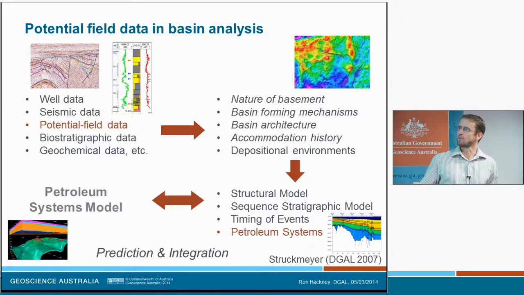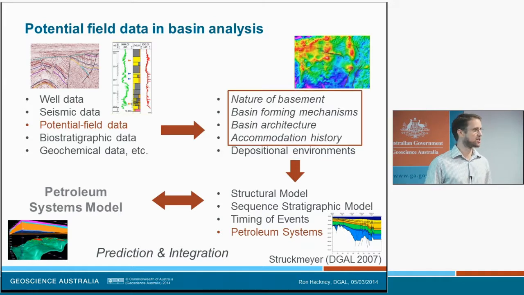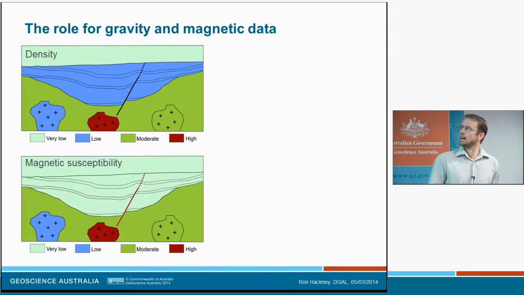So the link to make here is this path from potential field data and the other data through to the petroleum systems. And so the examples I want to show now are maybe going to focus more on these aspects here. So using potential field data to say something about the components or the input that goes into this petroleum system modelling. What's the role for gravity and magnetic data? How does it work, or how can we use it?